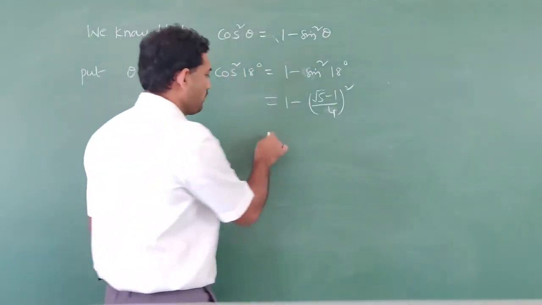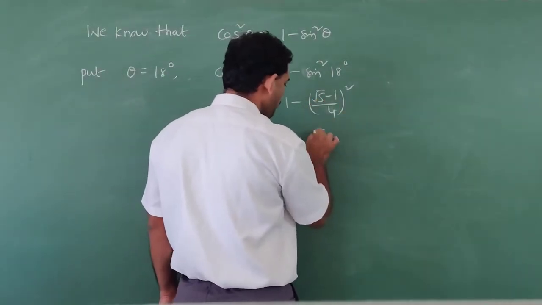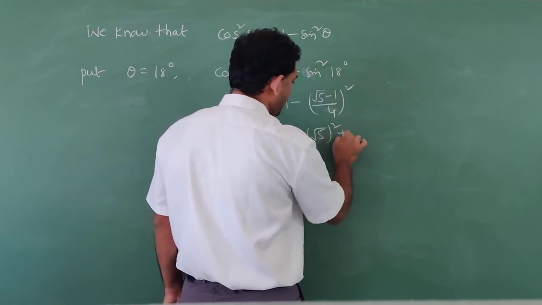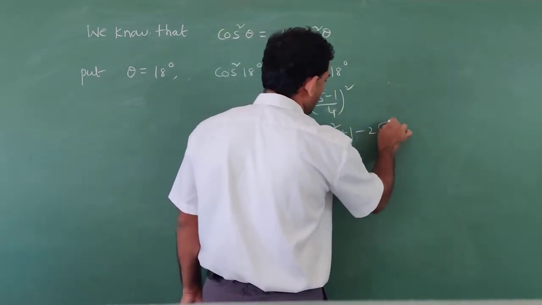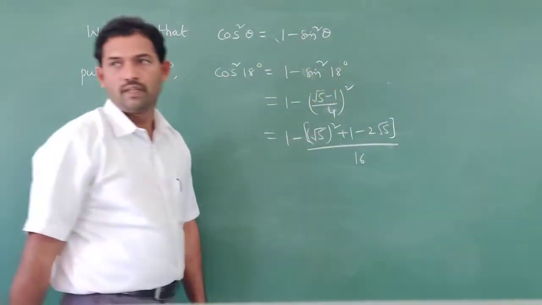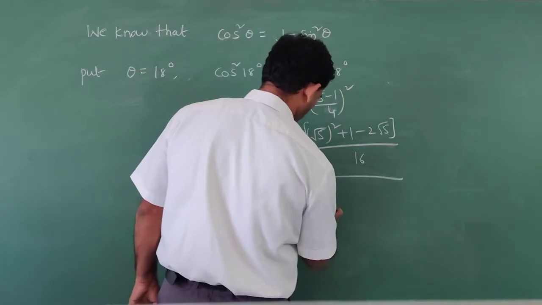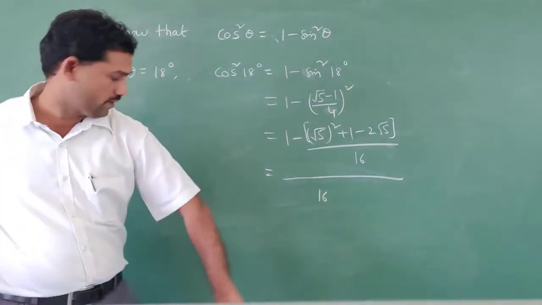Right? Simplification. 1 minus, this is expanded: root 5 whole square plus 1 square minus 2 into root 5, divided by 16. Now take the LCM 16.